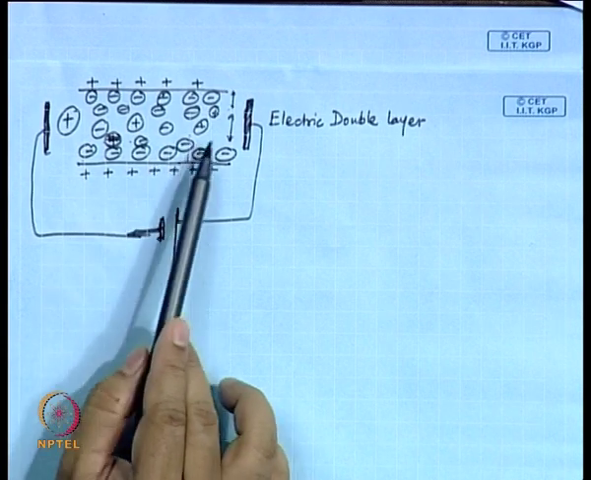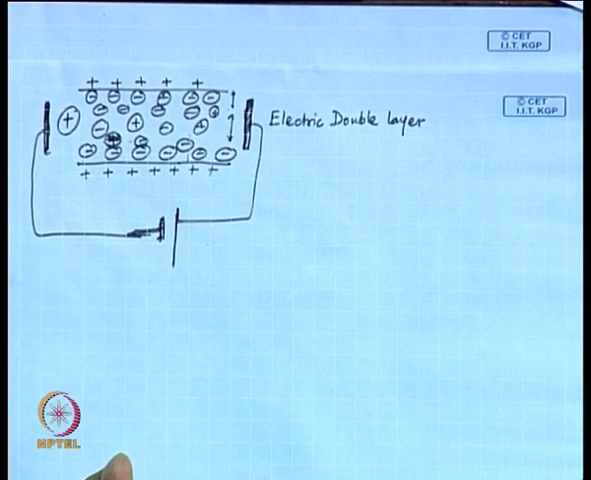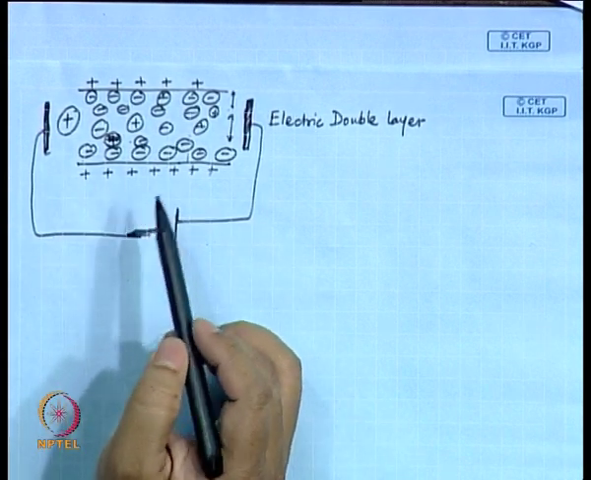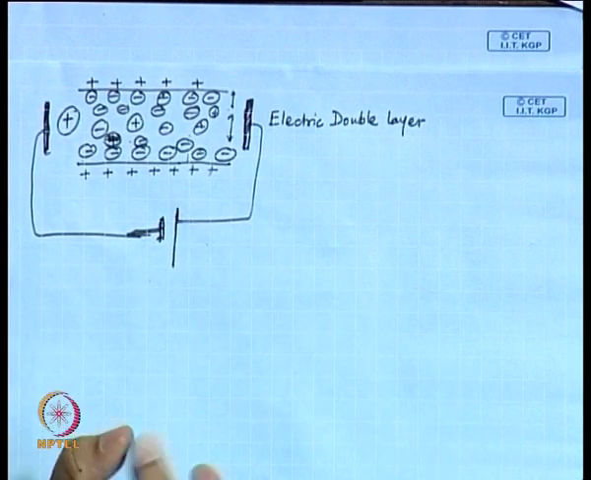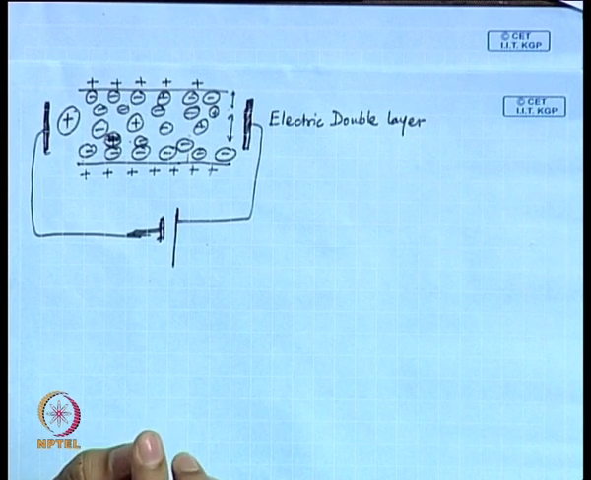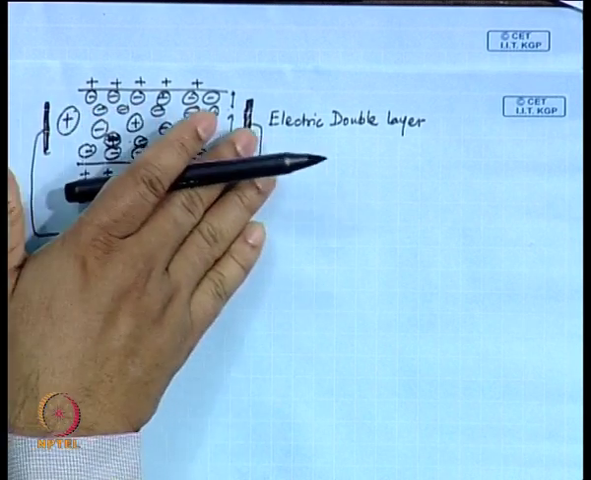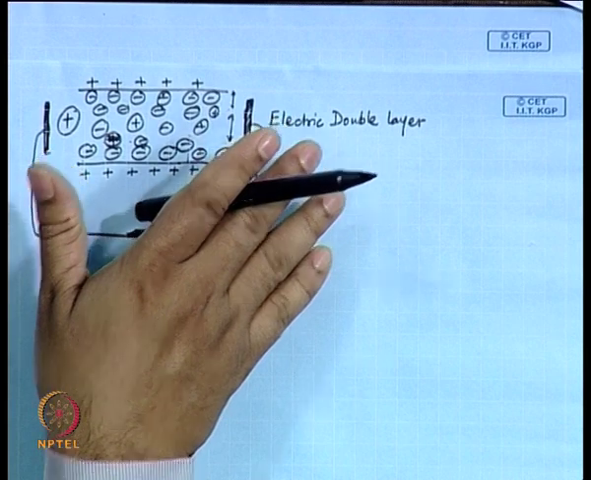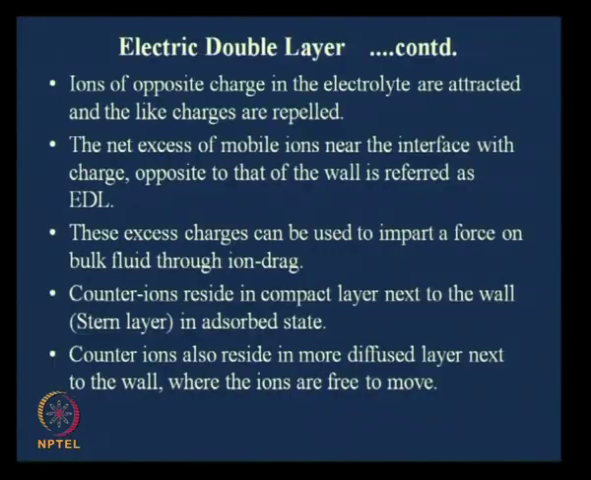So what we can show from the Navier-Stokes equation is that there would be an additional body force term coming in here. There would be viscosity and everything else, but because of that extra body force term, there would be a net movement of the fluid from one direction to the other. So you can say that these excess charges can be used to impart a force on the bulk fluid through ion drag.